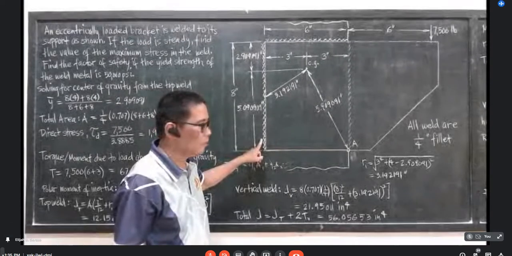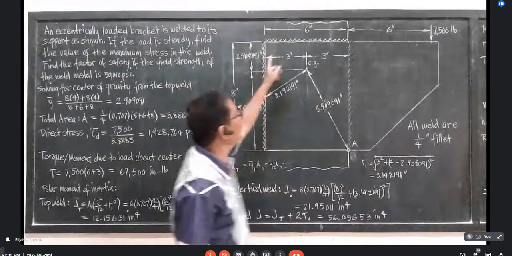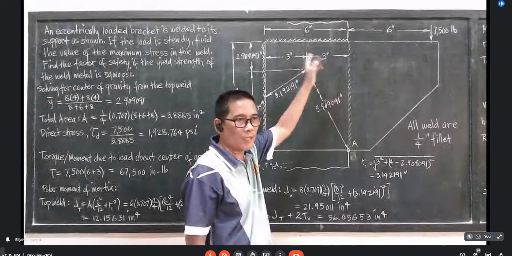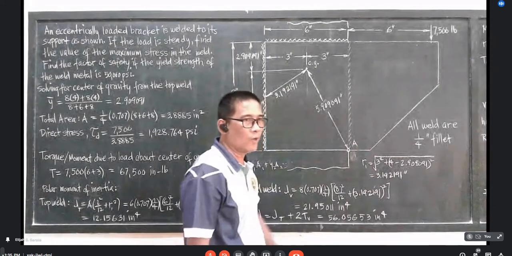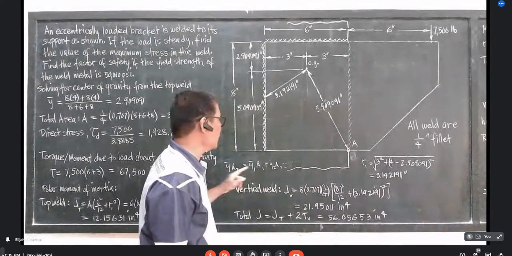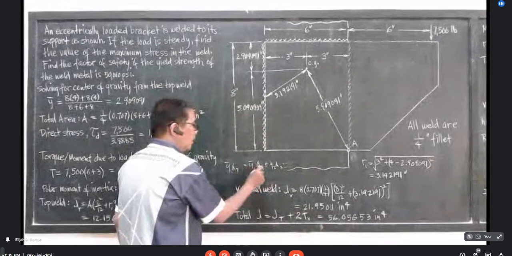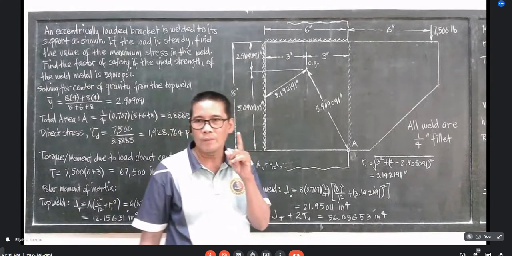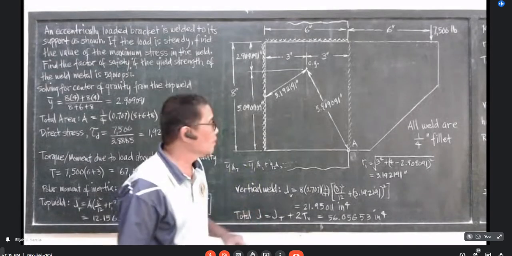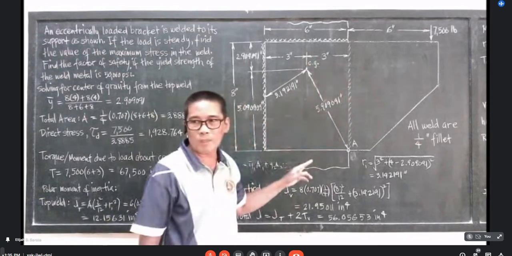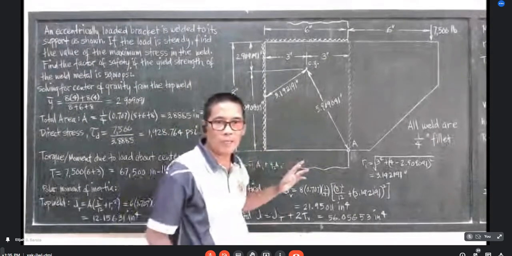Times cosine of 45 degrees, 0.707. That is only for this one. So for the other one, 6 times 1/4 times 0.707, and this is also 8 times. Now you will notice that all of these A's have 1/4 times 0.707. Since all the welds are 1/4 times 0.707, you can cancel all of them. So you will only deal with the length.